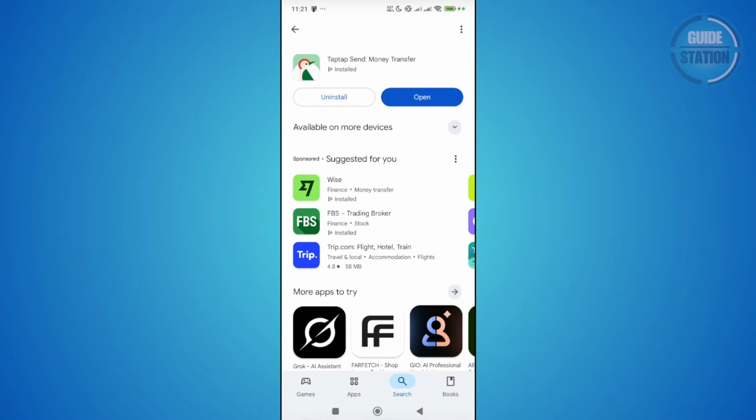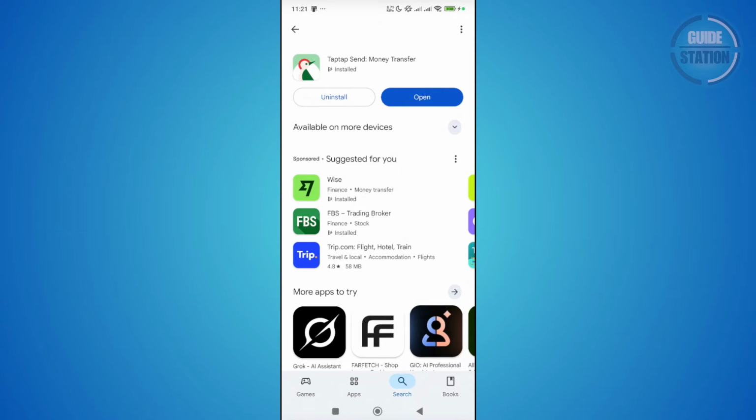In this video, I will show you how to send money from TapTap Send to Wise. So, there are a few things here that we need to understand. Now, here's the key thing. TapTap Send and Wise, formerly known as TransferWise, are two different types of money transfer platforms.